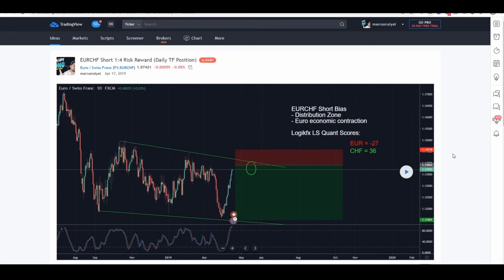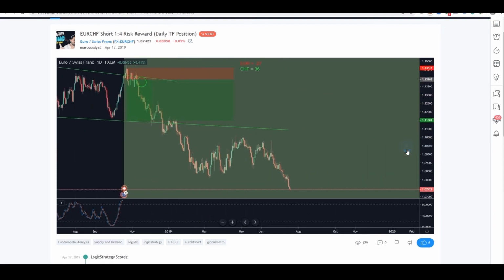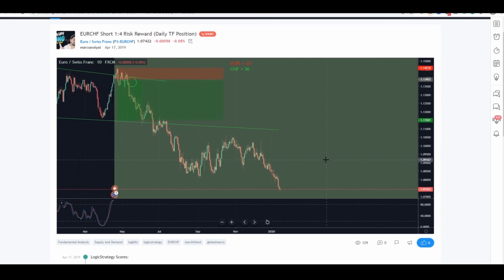So the first one here that we're looking at is the Euro Swiss franc. Now from the portal, I saw that the value of the euro was quite low and the value of the Swiss franc was quite high. Therefore, I shorted this pair. What that essentially means is I sold the euro because it was low value and I bought the Swiss franc because it was high value. Let's see how this played out. And I made around $10,000 on this particular position.